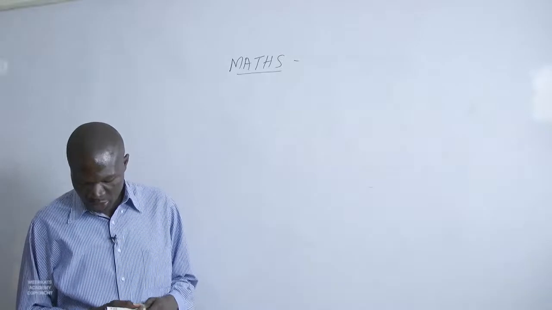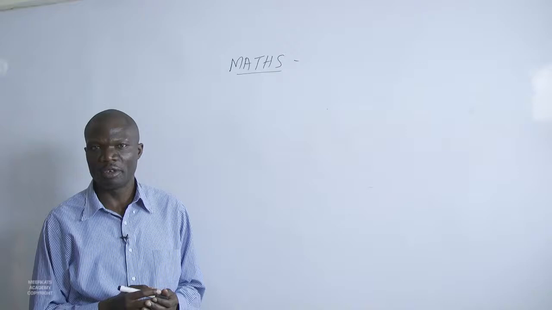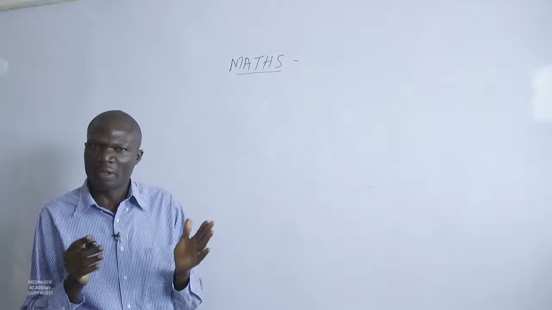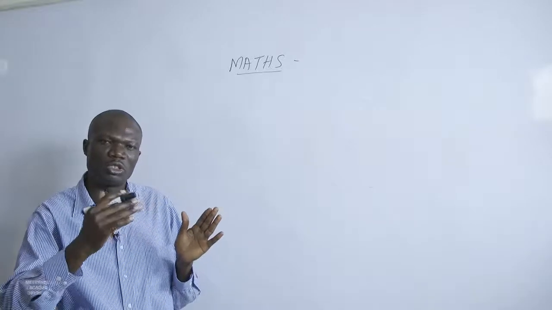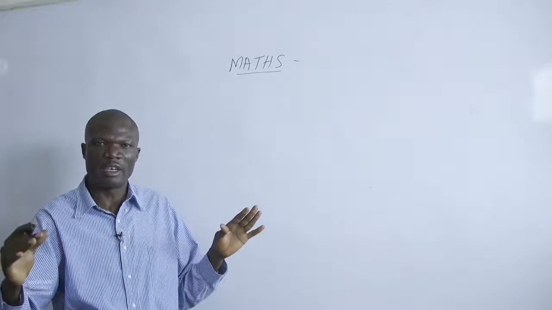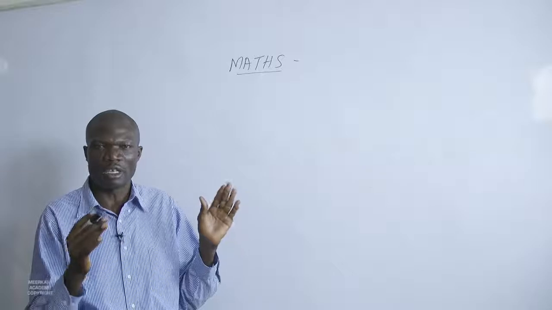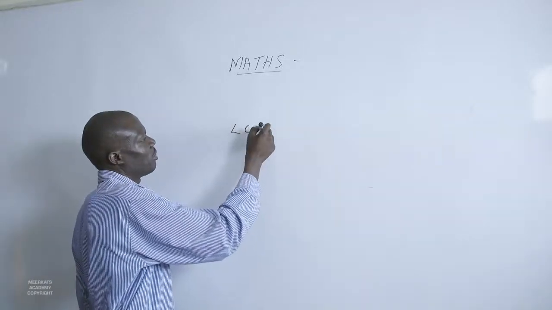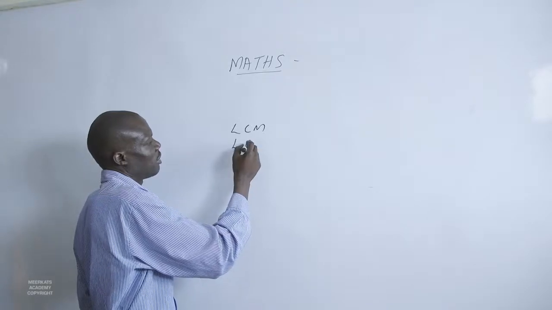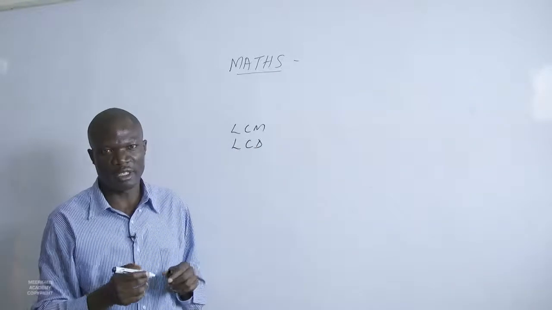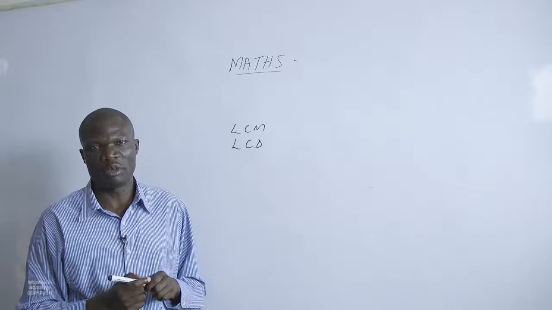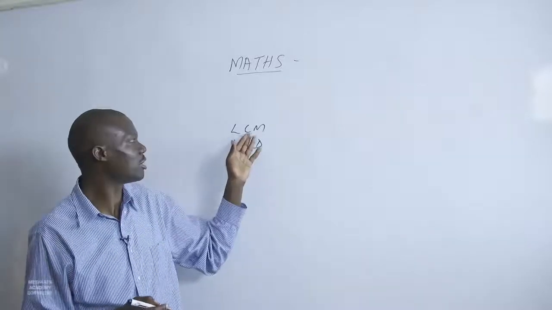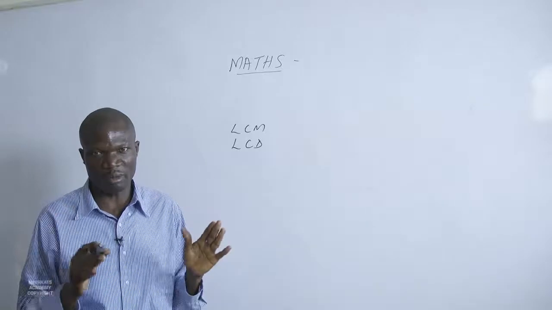Sometimes there is something necessary that we need to know how to come about. When you have various fractions together and you get the LCM, that is the least common multiple or the lowest common denominator. It just means the same thing: lowest common multiple, lowest common denominator or least common multiple. It all means the same thing.